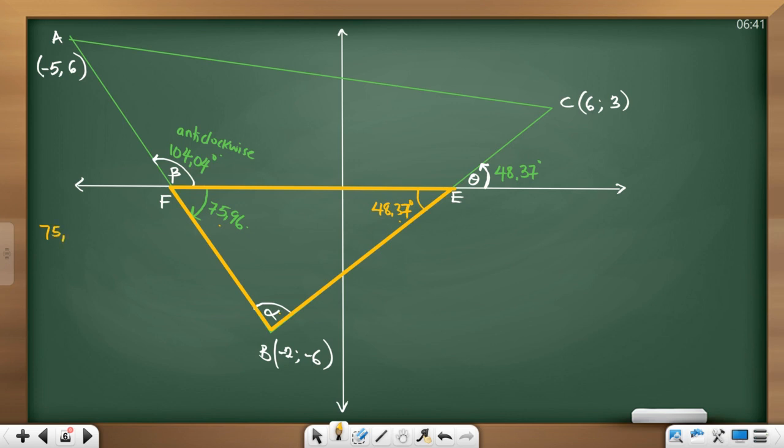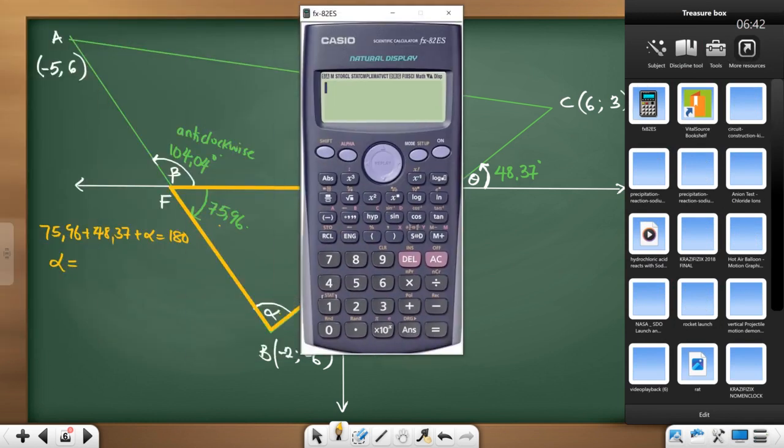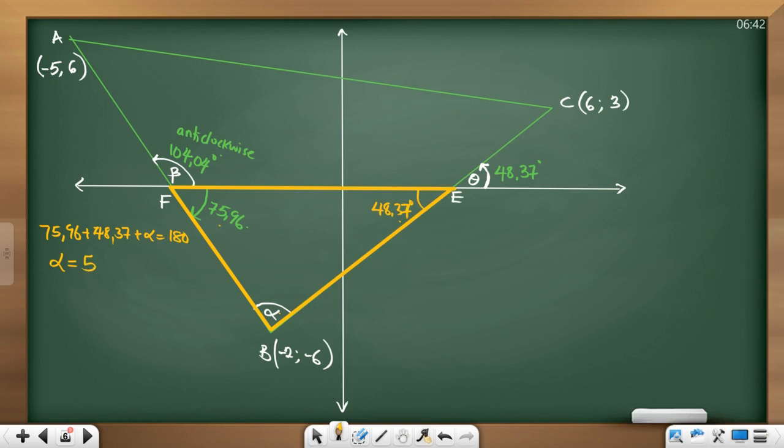Then I know that this plus that should be equal to 180. So 75,96 plus 48,37 plus alpha should be equal to 180. All right, this is one way, and we get our alpha. Let's just quickly do that calculation together. It will be 180 minus 75,96, taking both to the other side, 48,37. 55,67 degrees.